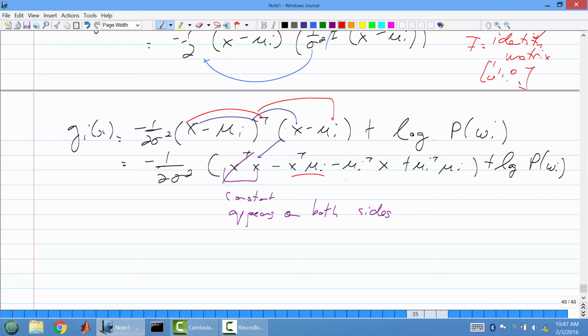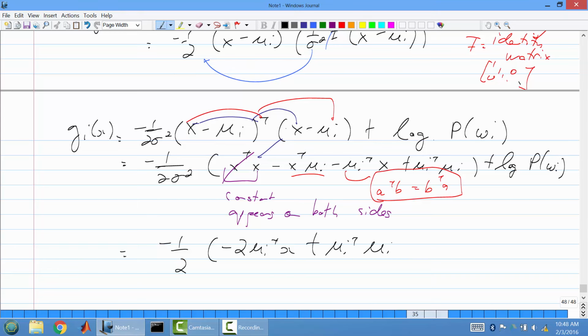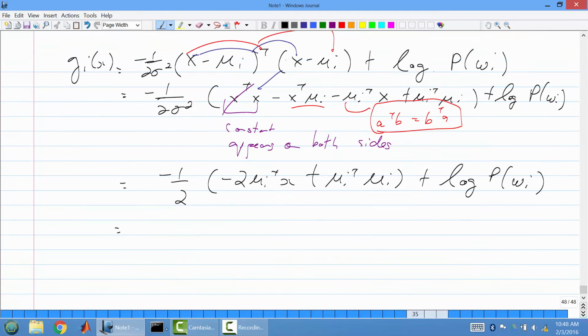Also, these two are equal, right? Because the dot product between two vectors, A transpose B, is the same thing as B transpose A. So you can actually set these equal to each other. So in this case, you get minus a half, and then this becomes minus 2, and we'll just do mu_i transpose x, that's fine, right? And then plus. Okay? And then finally, we can collect this, so you're going to get mu_i transpose x, and then over, sorry, this is sigma here.